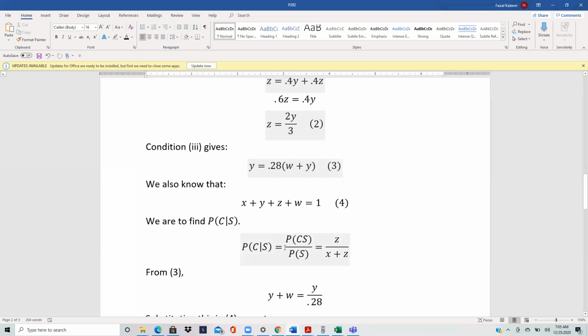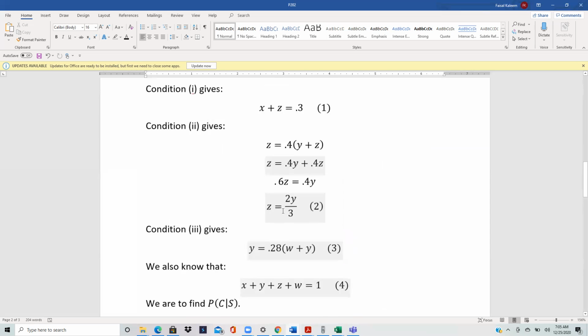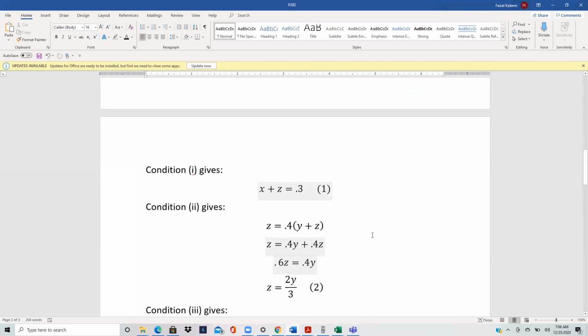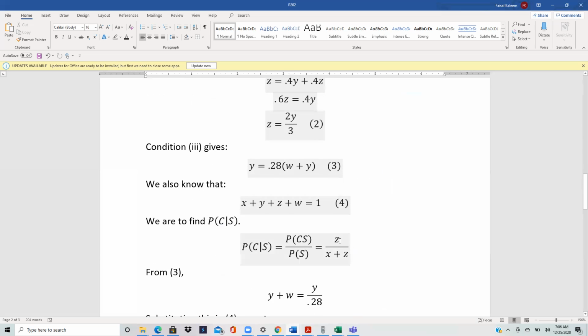So C given S would be C and S, remember, this was our notation which we developed very early on, divided by P of S. Now C and S was the common part between C and S. That was Z if you go up. And S was X plus Z. So Z over X plus Z. So it means that we just need the Z and the X.